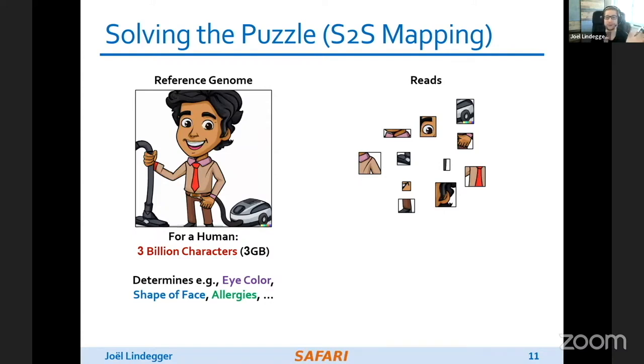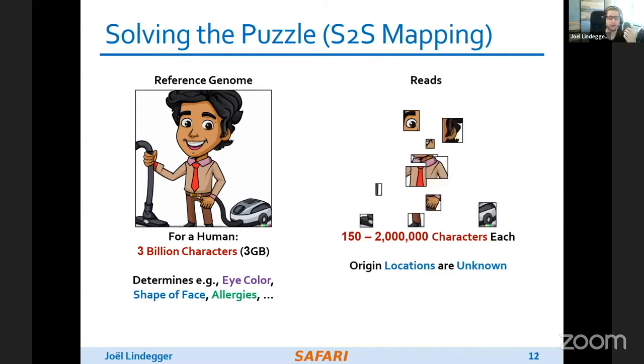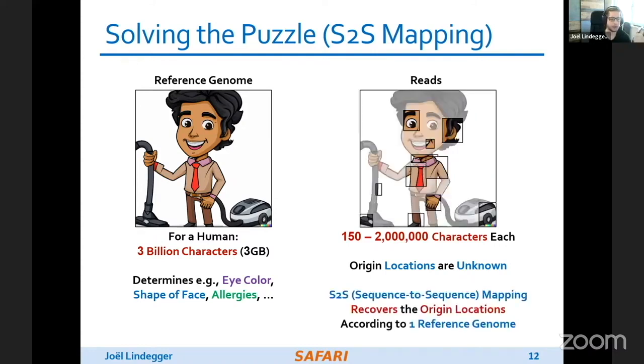But let's just follow the abstraction of the pictures for the moment. We're getting small fragments of the larger puzzle picture. Now, each of these fragments would be 150 to 2 million characters. And the key issue here is that the origin location of each of these fragments is unknown. So recall that this is the key challenge in read mapping. When we do sequence to sequence mapping, we try to find where the origin location of each of these fragments is in the reference genome, according to one reference genome.